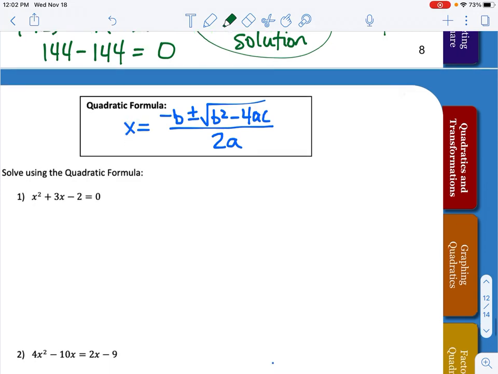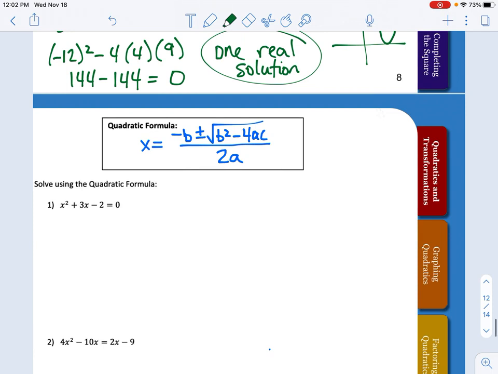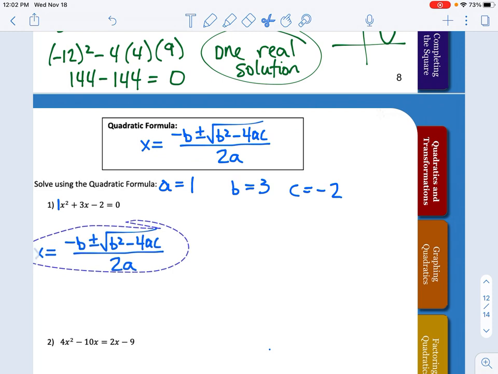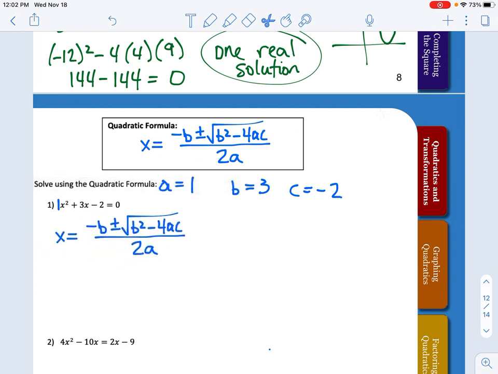So, on this first problem, we are going to go ahead and state what a equals, b equals, and c equals. So I know a is equal to 1, b is equal to 3, and c is equal to negative 2. I'm going to copy my equation down. And from here, I'm just going to replace the information I know.